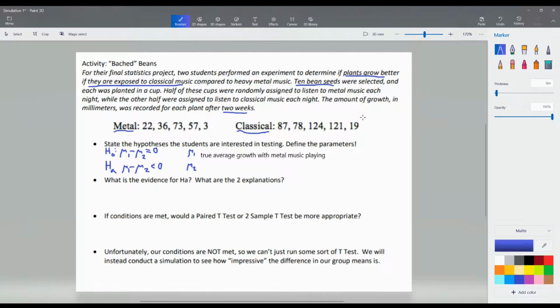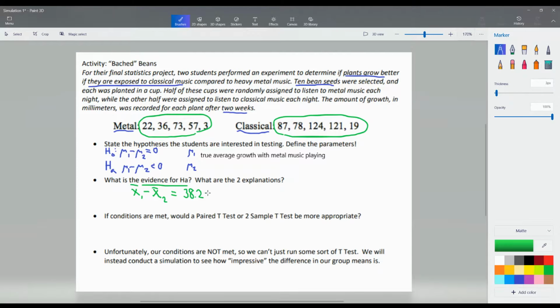Now, anytime you conduct a significance test, you're looking for evidence for HA. And if you're looking for evidence for the alternative, you would want to find the mean for each group. Find the mean of this group right here, compare it to the mean of this group right here, and see if anything's going on. So my sample mean for the metal music, if you average the 5 numbers on the left, you will get 38.2. So that is the average of my 5 plants that listened to metal music.